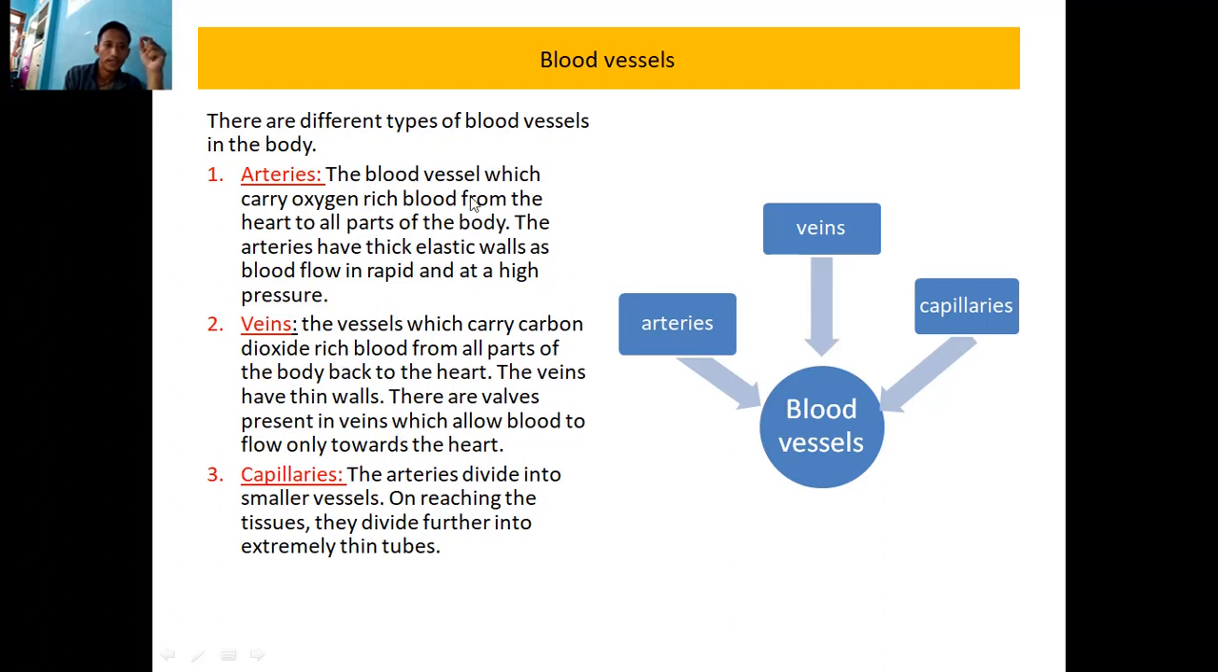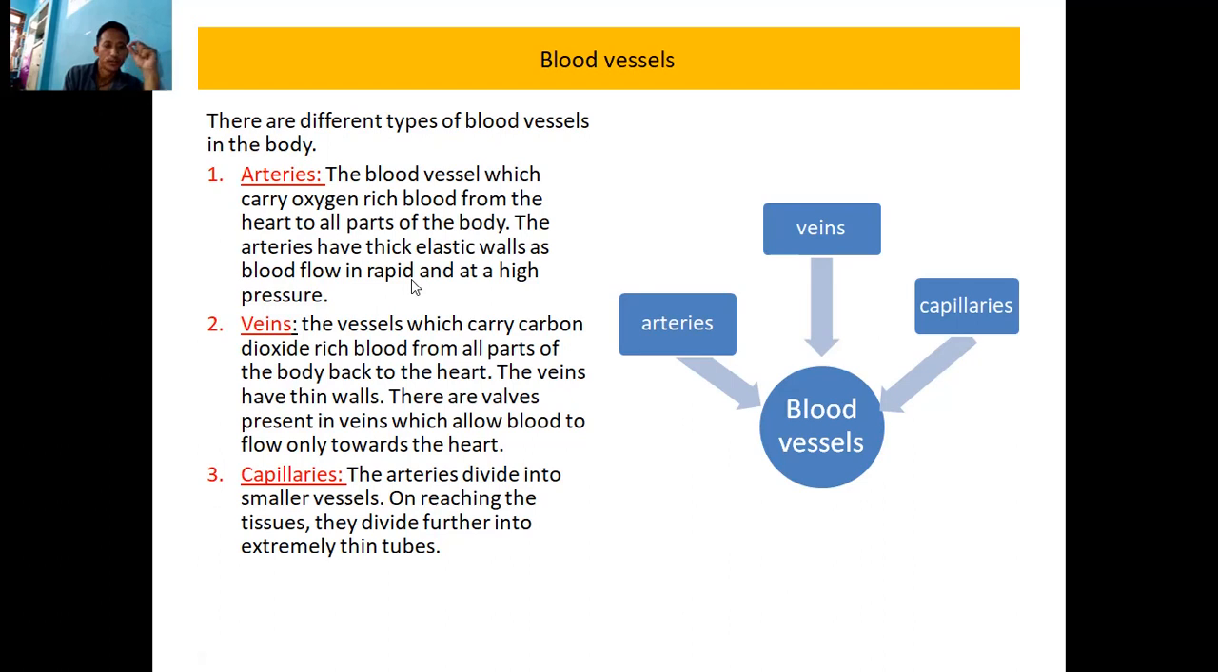Arteries carry blood from the heart to the cells. Oxygenated blood: an artery is a blood vessel which carries oxygen-rich blood from the heart to the parts of the body. Arteries have thick elastic walls as blood flows in rapids and at high pressure.